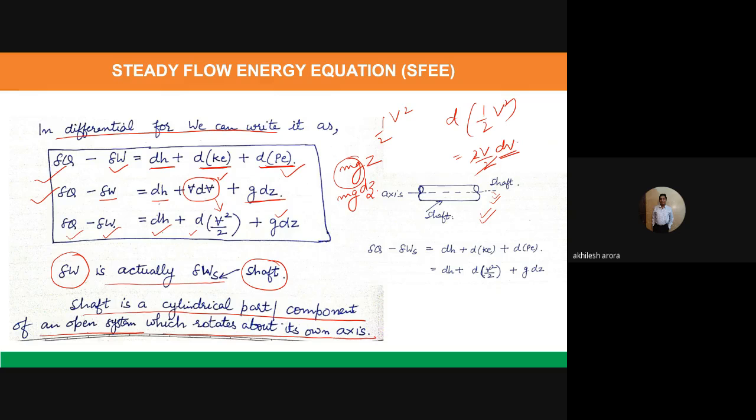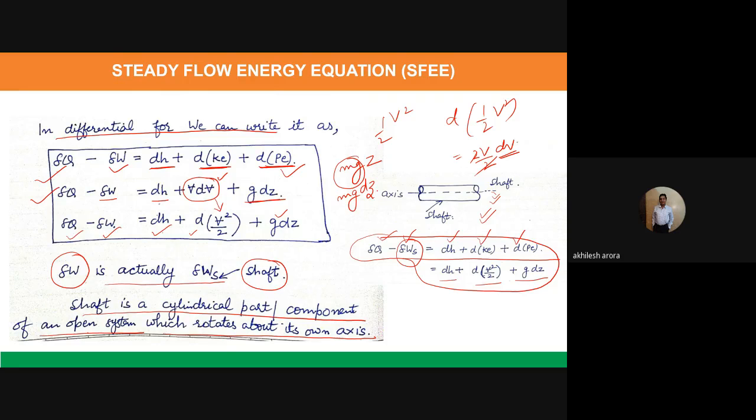So here I have rewritten this particular equation. It is equal to delta Q minus delta Ws. So delta W is now replaced by delta Ws, equal to dH plus dKe plus dPe, and it is also equal to dH plus the derivative of V square by 2 plus g dz.